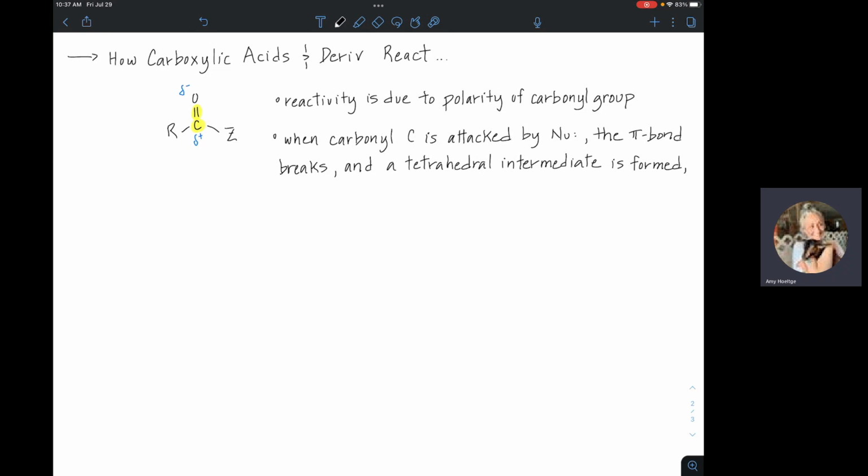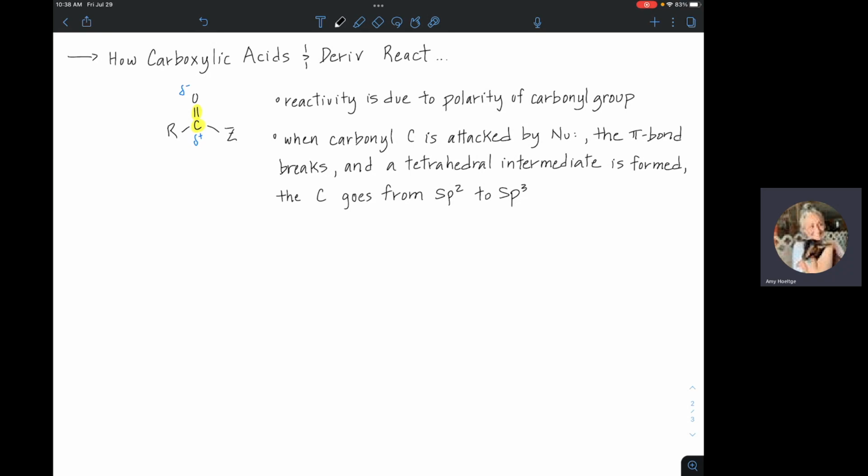So in other words, the carbon of the carbonyl will go from sp2 hybridization to sp3. So that's something to keep in mind. Just for a moment, when you form that tetrahedral intermediate, your carbon is going from sp2 to sp3.